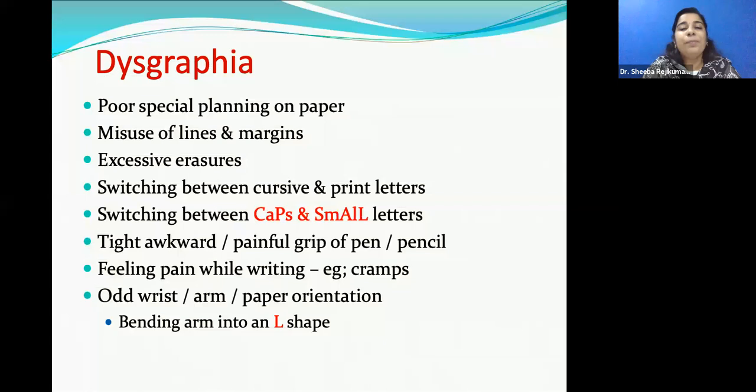Tight, awkward, painful grip of pen or pencil. There's a way to handle a pen or a pencil. It's a general way. We teach the students so that the muscles won't get tired, they won't get pain. But these guys, they just tightly, awkwardly, painfully grip on pencil or other writing utensils. And as usual, they may be feeling pain while writing. Example, they'll be having finger cramps. Then odd wrist arm paper orientation. What do you mean by that? Bending arm into an L shape while writing. That's not a normal writing, right? Placing pen not in the correct position of your finger. You can get a finger pain there. And that is also an odd finger orientation on paper. So all these things can be features of dysgraphia.